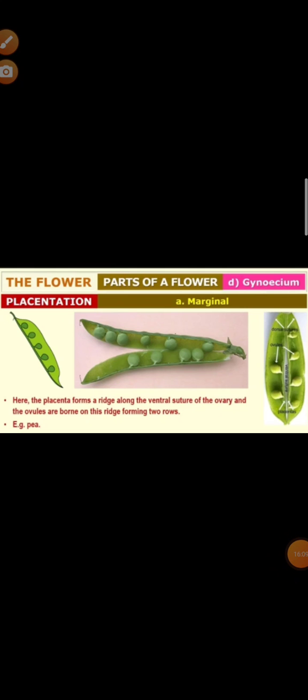Now placentation, you can see the first one, marginal. How is it? The placenta are found along the ventral suture. It is formed by the fusion of the margins of the carpel, and it is found in monocarpellary and unilocular ovary only. It is characteristically found in the members of the family Leguminosae like pea, bean, etc.